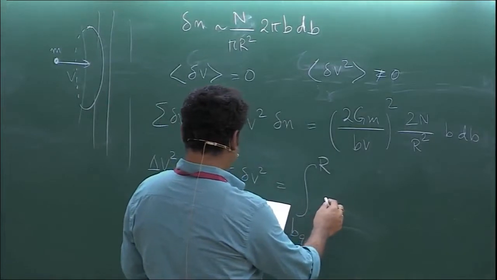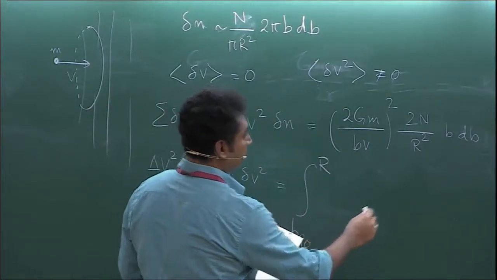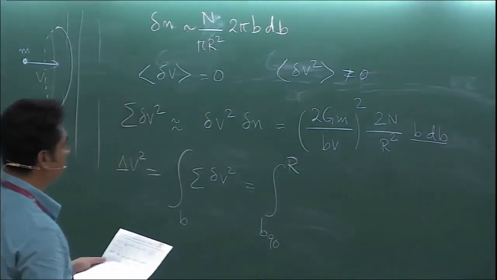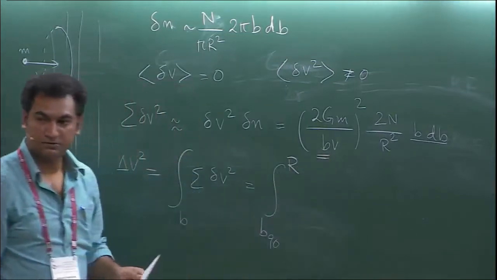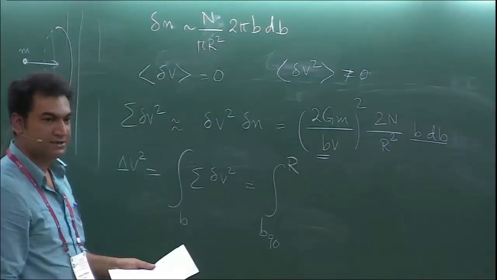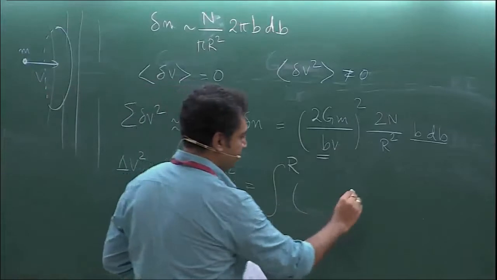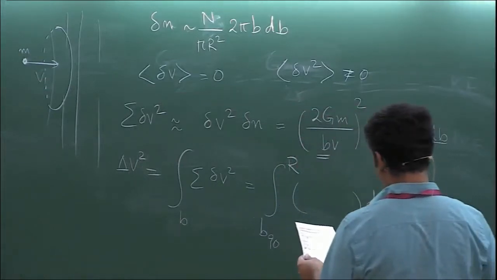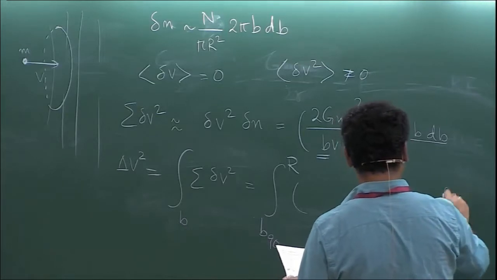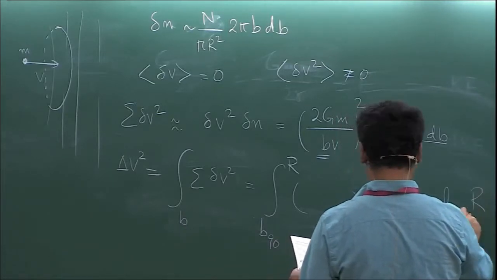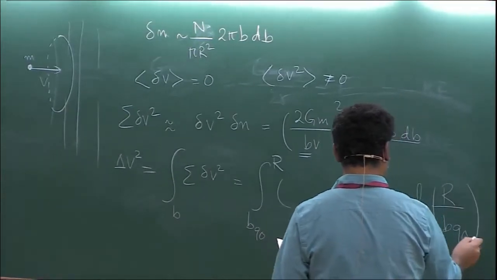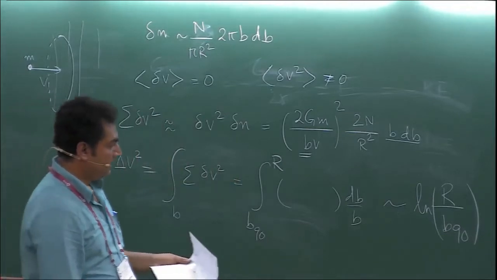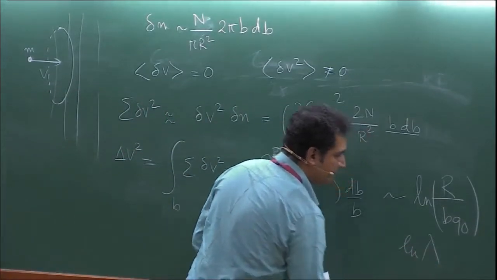So if you write that down, you have a B dB type thing, and there is a B square in the bottom. So you know that the integration will be of the form dB over B, which will be a log. If you use these limits, the integral will become something like ln R over B90. Oftentimes this is called ln lambda.